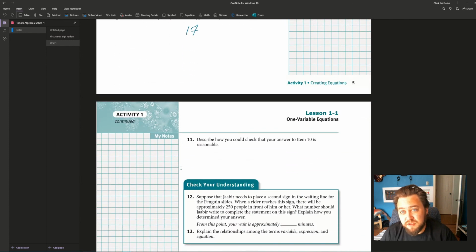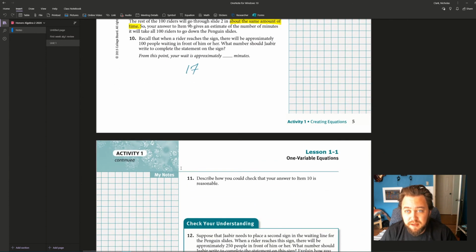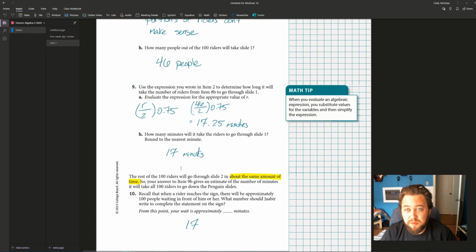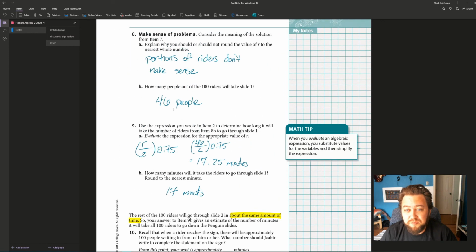So there's a couple ways we can do it, and I think that the easiest way would probably be to take the other 54 people, plug them in, and see if we get about 17 minutes as well.